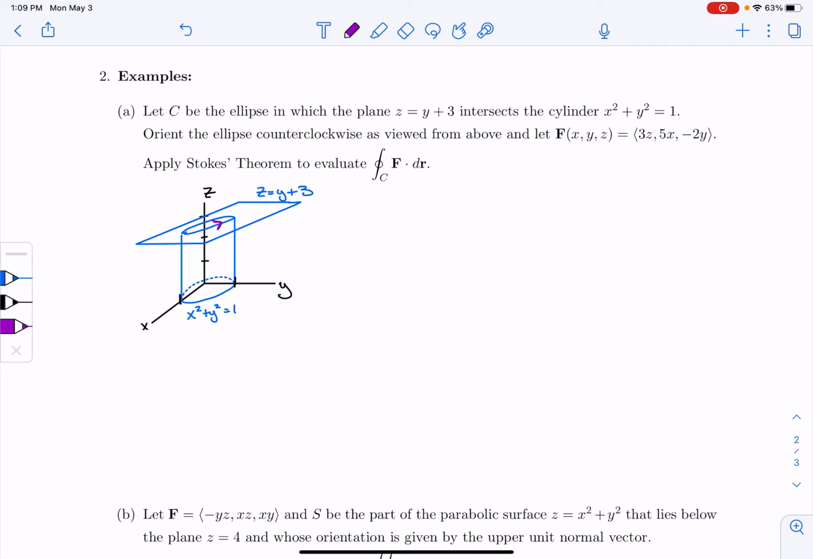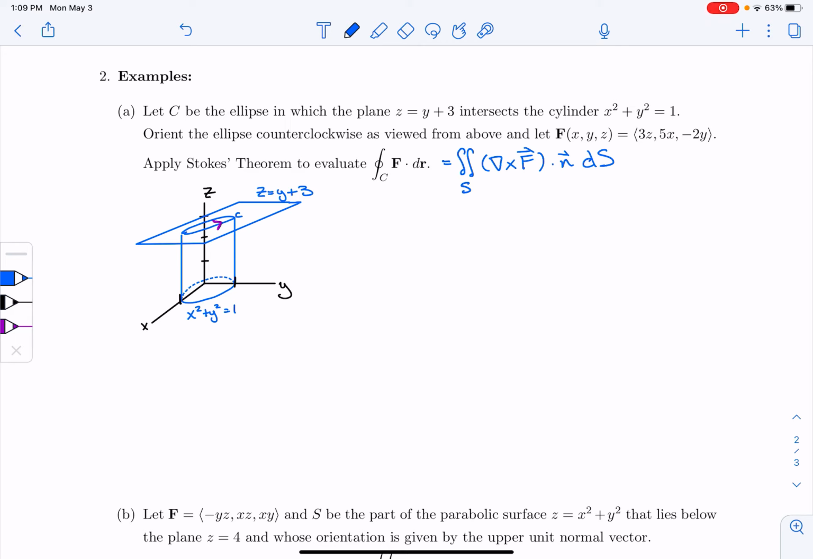We're going to orient our curve this way. This would actually be a very difficult integral to compute because C is an ellipse, the intersection of this plane that I've drawn, z equals y plus 3, and the cylinder x squared plus y squared equals 1. It's going to be very hard to parameterize that ellipse. So instead, I'm going to apply Stokes' theorem, which says that this is equal to the surface integral of the curl of F dot n dS.